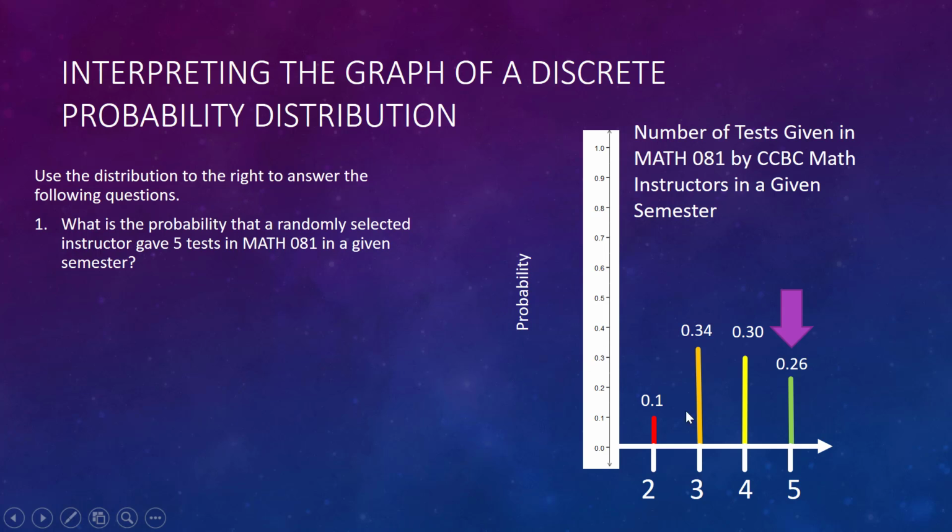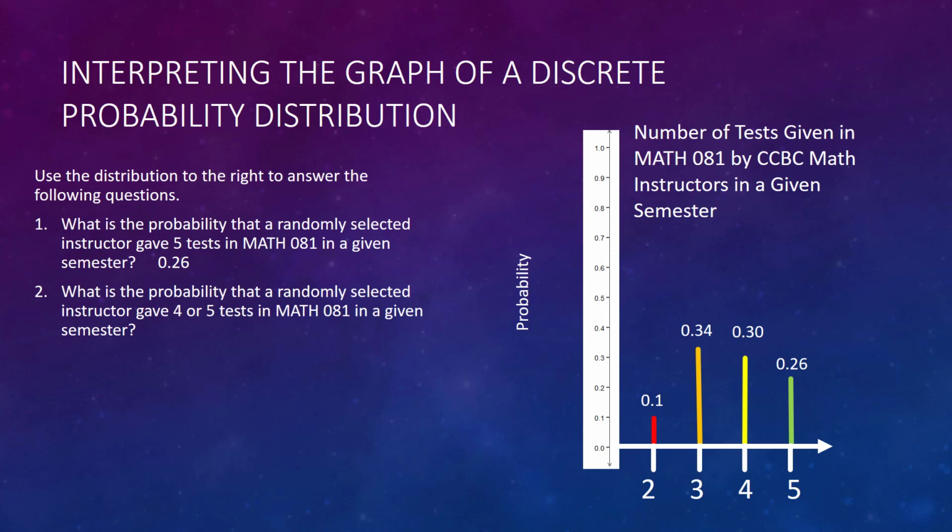So the probability of 5 tests, as you can see from the graph, is 0.26. So that is the answer. Question 2. What is the probability that a randomly selected instructor gave 4 or 5 tests in Math 081 in the given semester? The probability of 4 tests is 0.3. The probability of 5 is 0.26. Remember, the word or implies that we need to add these two probabilities. So 0.3 plus 0.26 is 0.56.